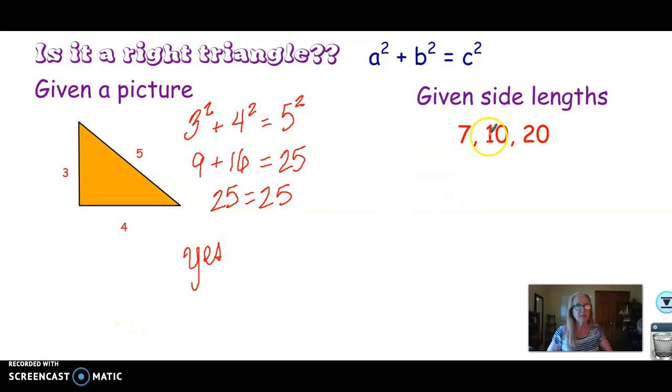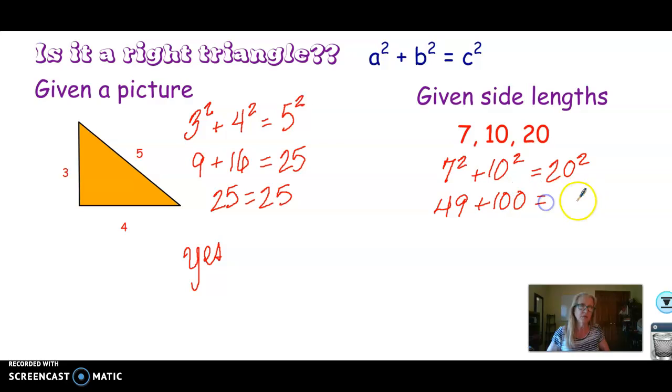Okay? Now, sometimes they just give you 3 lengths, and you have to figure it out. Keep in mind that no matter what order you get these, the 2 smaller ones are your legs. So 7 would be a leg, and 10 would be a leg. And that would make 20 our hypotenuse. Go ahead and square all of those. We get 49 plus 100 equals 400. I don't think we have to even finish this. There's no way that's going to work out. This is not a right triangle. Okay? 49 plus 100 will never equal 400.